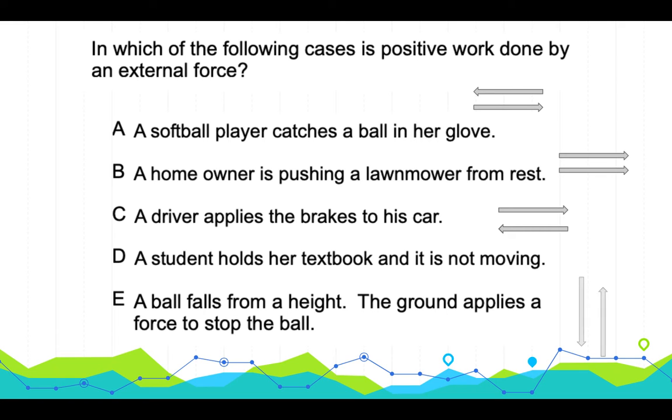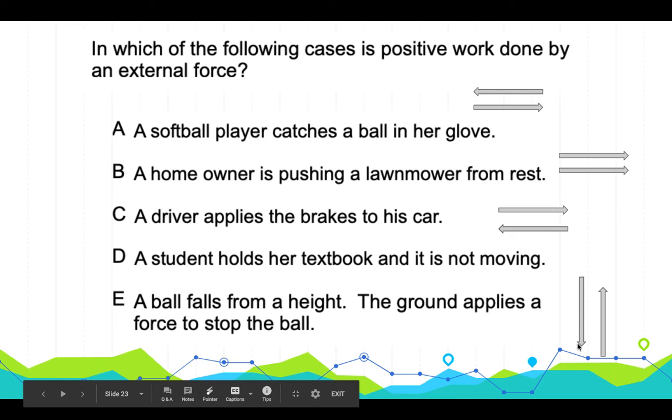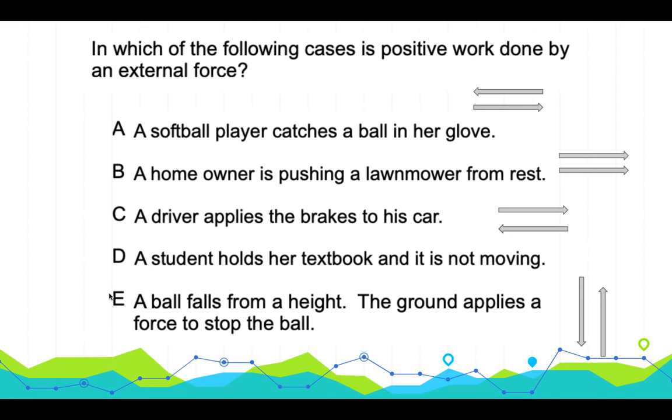E, a ball falls from a height, and the ground applies a force to stop the ball. So the displacement of the ball would be delta x, towards the ground, so in the negative direction. The force applied from the floor onto the ball would be in the positive direction, opposite its displacement. So work done in this situation would also be negative. So our answer here is B.